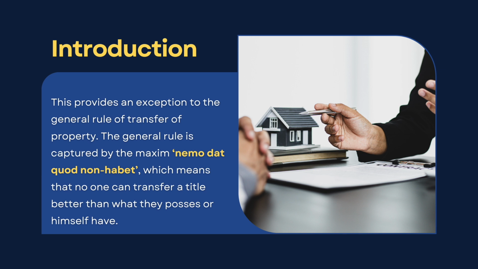So, what is the general rule? The general rule is captured by the maxim nemo dat quod non habet, which means that no one can transfer a title better than what they themselves possess. To put it differently, a person cannot transfer a right or title to a property greater than what he himself has.